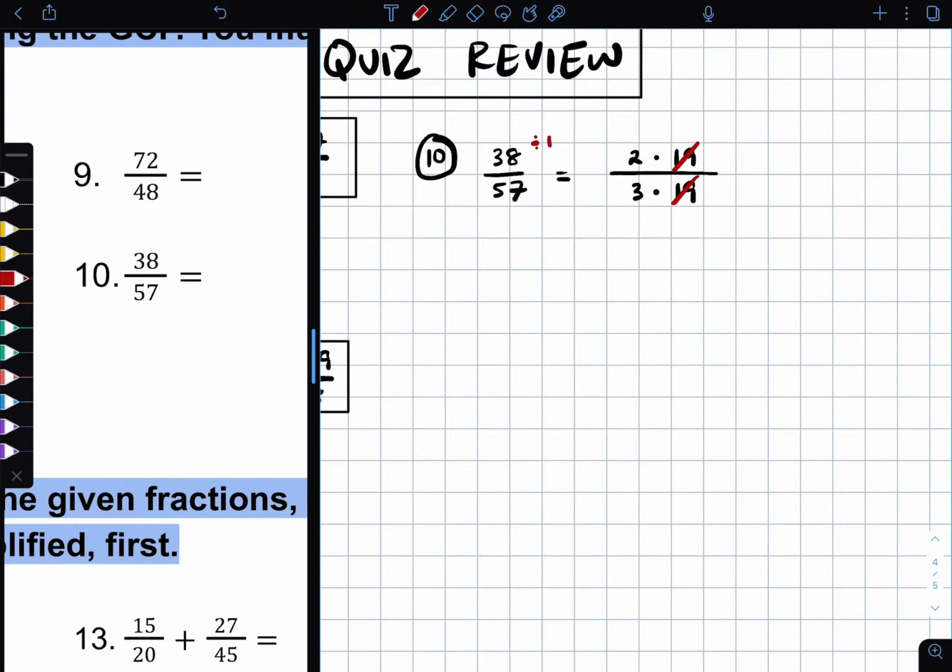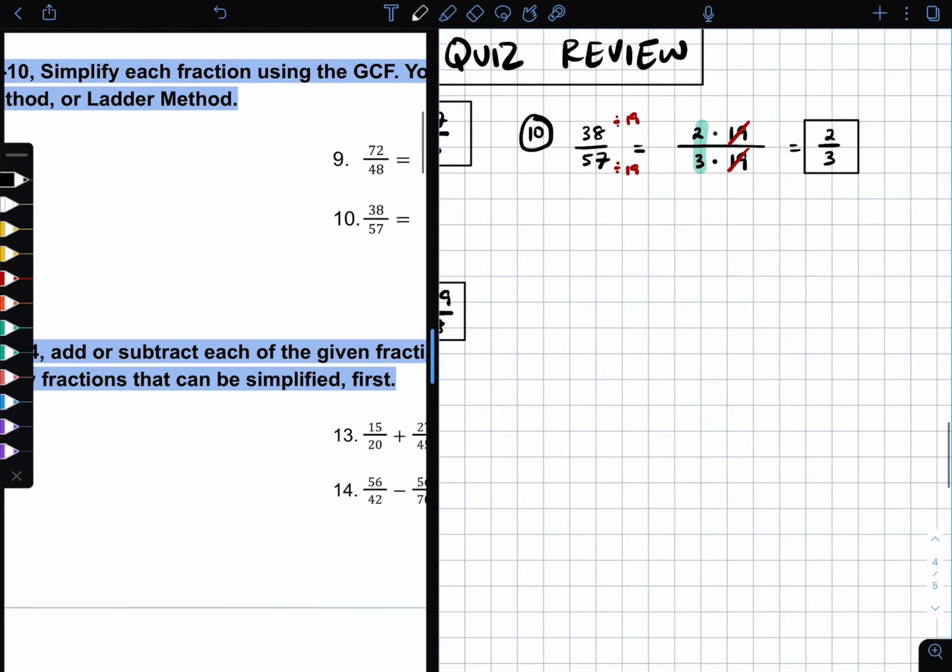So if we divide by 19, or their GCF here, we should be left with the most simplified fraction, and that would be this 2 and 3. Right? So the most simplified fraction here would be 2/3. The GCF was 19. That's what we used to get there. Okay? Again, if you divide by the GCF, you've simplified the entire fraction as much as you possibly can.